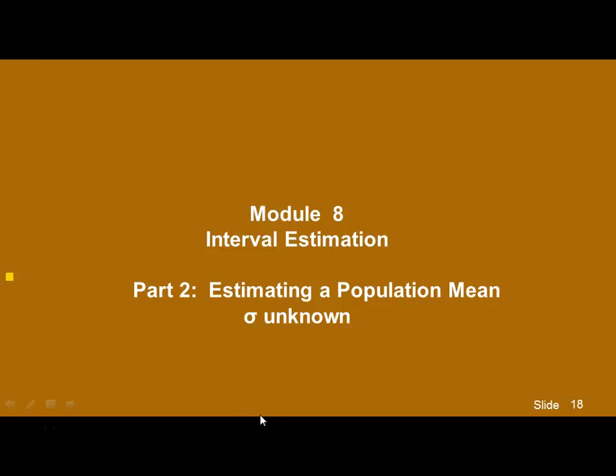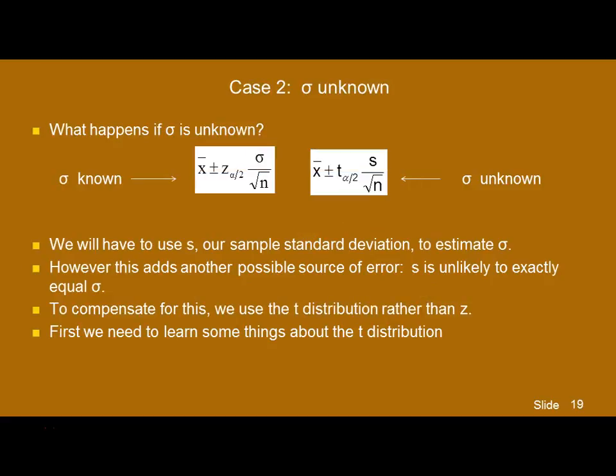Okay, let's continue with Module 8 on interval estimation of a population mean, but we'll be taking up what we call the sigma unknown case now. First, let's just go back to our previous formula that we did in the first part of this module, x bar plus or minus z sigma over the square root of n. We called that the sigma known case because we're assuming we know the population standard deviation sigma. Many times this is simply not the case. If a researcher goes out to gather some data, they might have no idea of what the population standard deviation is. So we have to take up what we'll call the sigma unknown case.